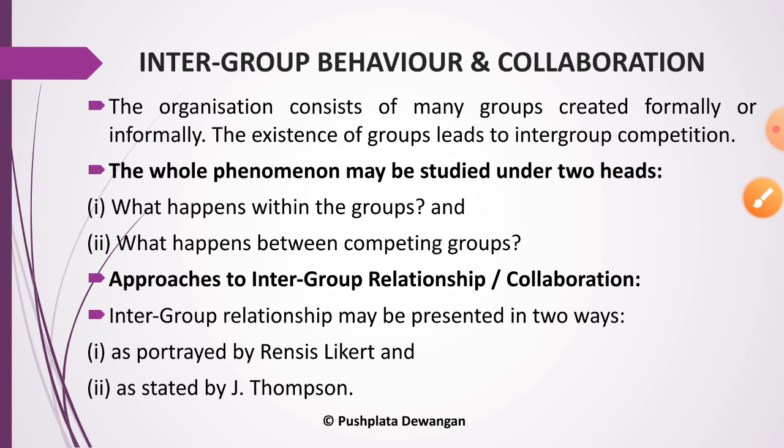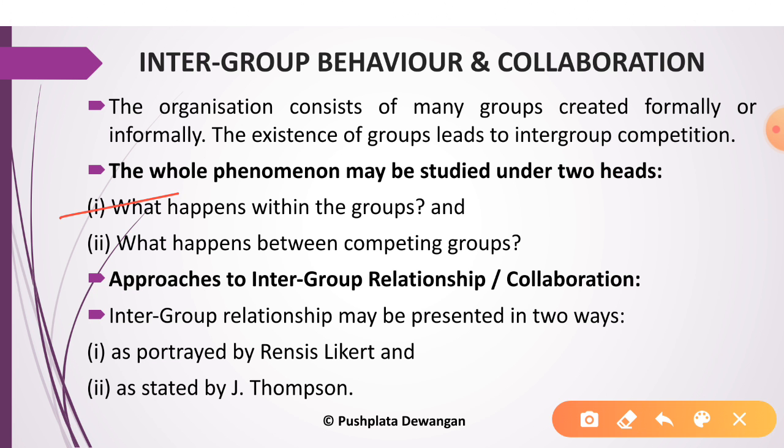Now the next topic is intergroup behavior and collaboration. An organization consists of many groups created formally or informally. The existence of groups will generally lead to intergroup competition. The whole phenomenon of intergroup behavior is based on two things: what happens within the group, and what happens between the competing groups. There are two approaches to intergroup relationships or collaboration, given by two scientists. The first is given by Rensis Likert, and the second is stated by J. Thompson. Let us discuss these two one by one.